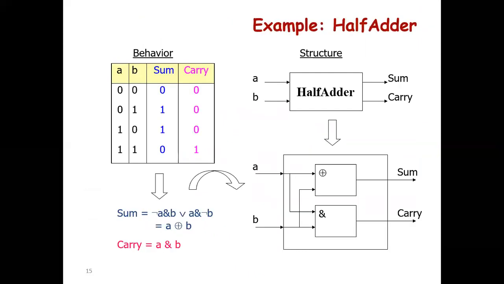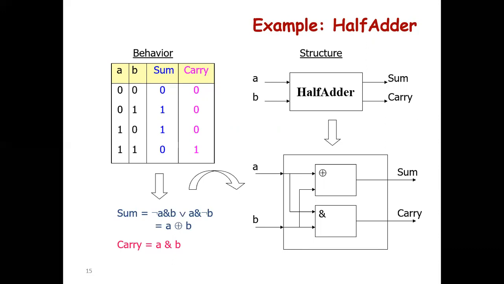This is the example of the behavior model concept. That is, the behavior is a truth table. That is A, B, it will have the sum and carry. So the example is a half adder. So the half adder truth table is here.